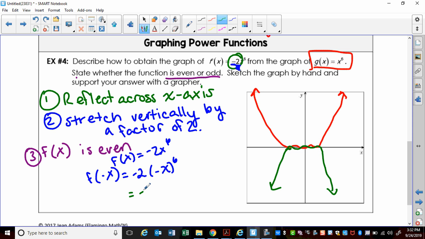This is equal to -2x to the 6. And isn't that what we had originally? If the original one is the same as when we plug in -x, the signs are the same, they're the exact same thing, they're equal, then it is an even function. Remember this, okay?